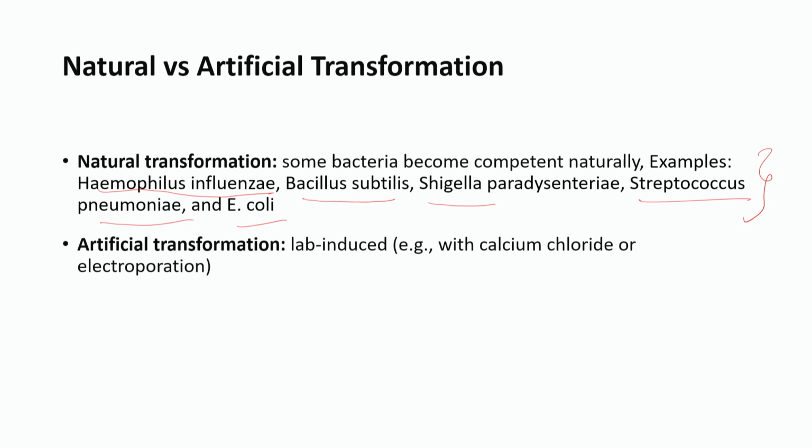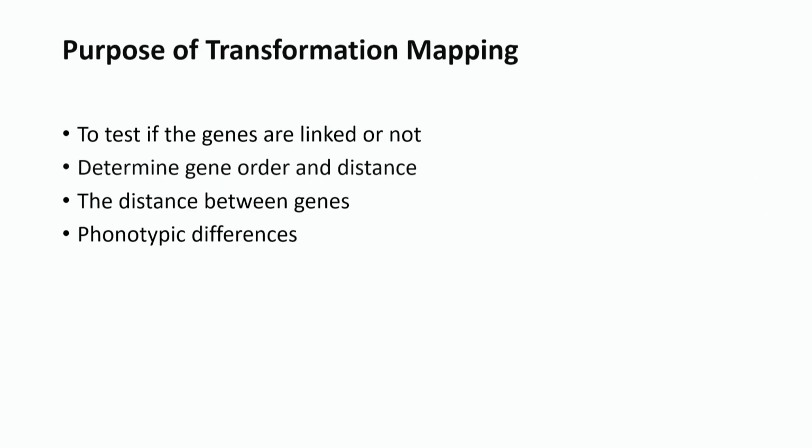But just remember that the free DNA uptake property is natural to many bacteria living out there, and we can also introduce it into bacteria which do not have it if we need it for our experiments. So, what exactly is the purpose of transformation mapping? We can use this method to test if genes are linked or not.